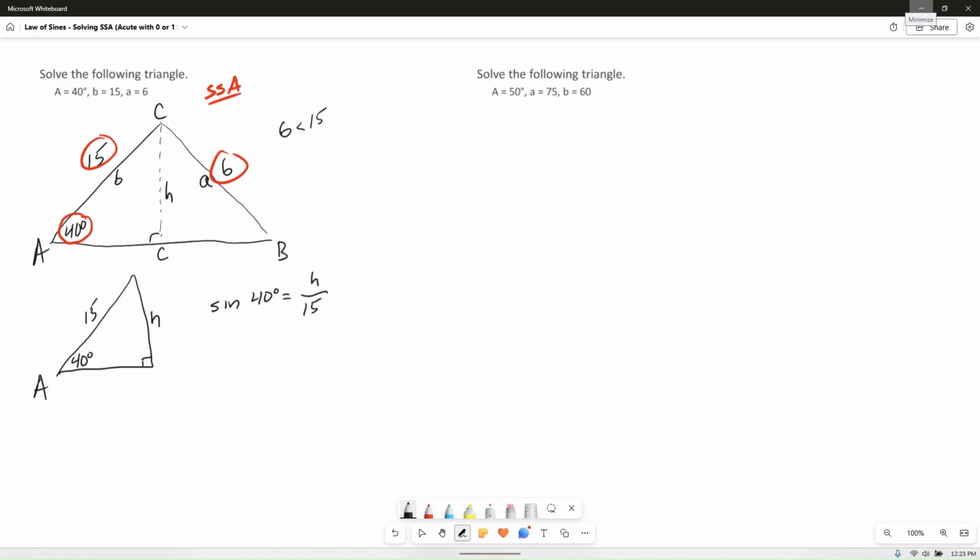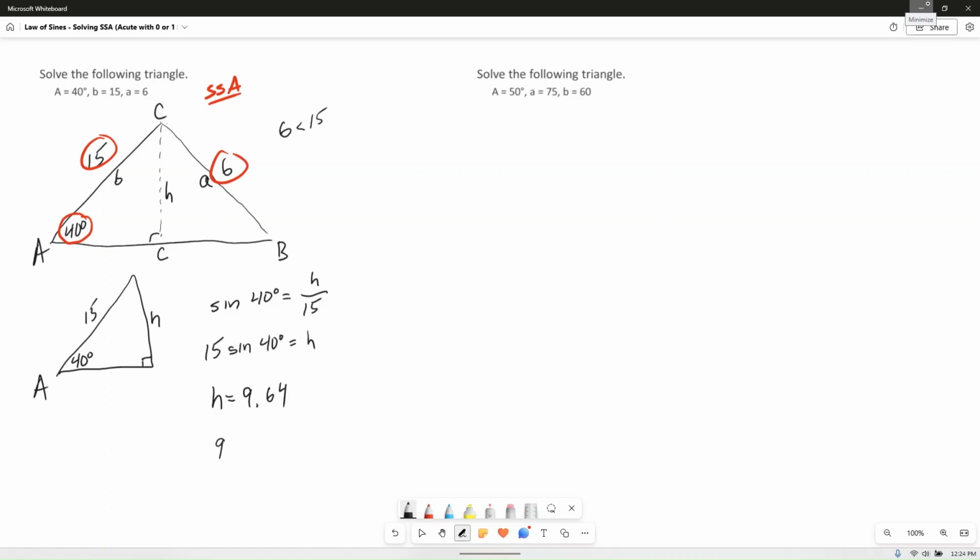To solve that for h, we multiply the 15 to the other side. So we have 15 sine of 40 degrees is equal to h. And so again, that's just something that we can compute using technology. And so if we can compute that, 15 times the sine of 40 degrees is going to be roughly 9.64.